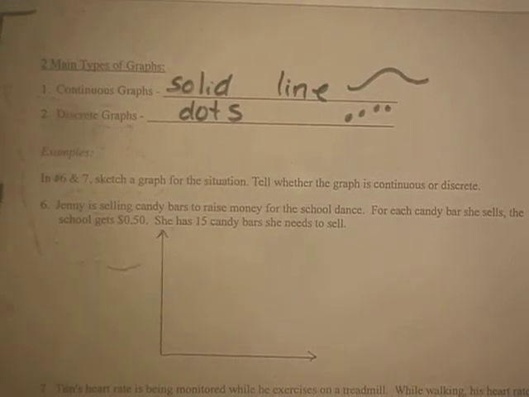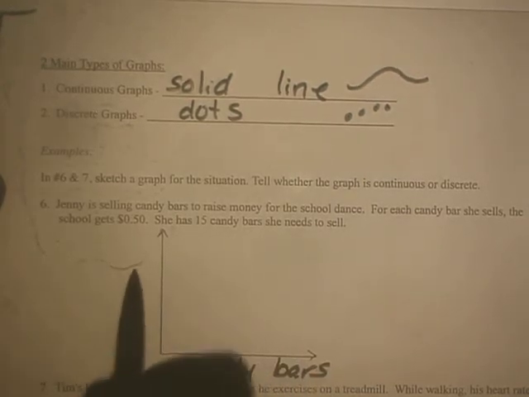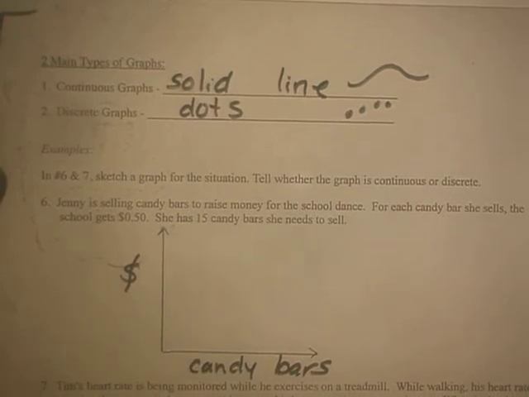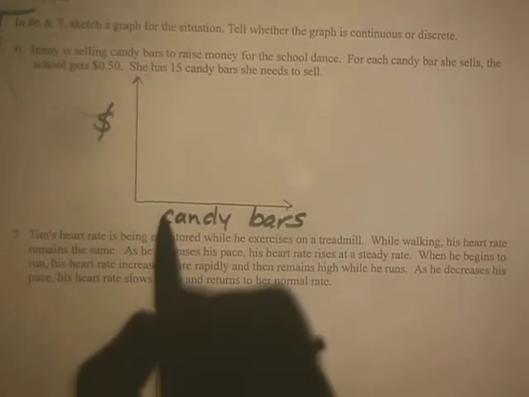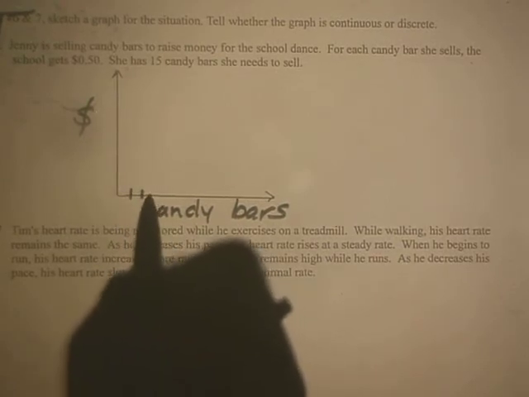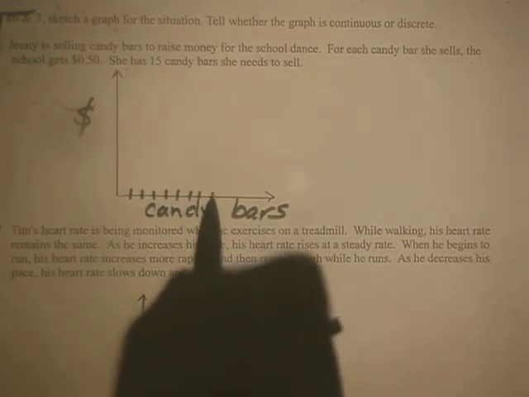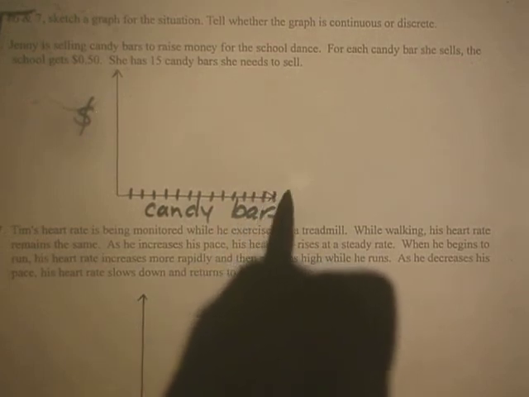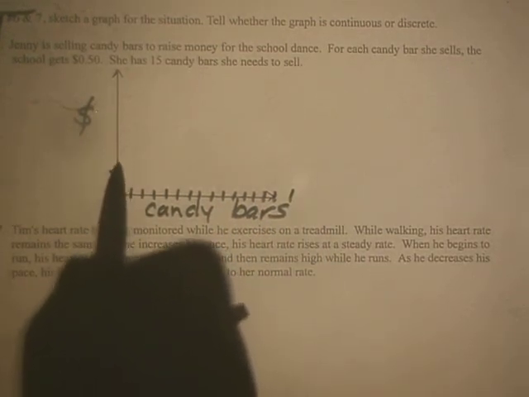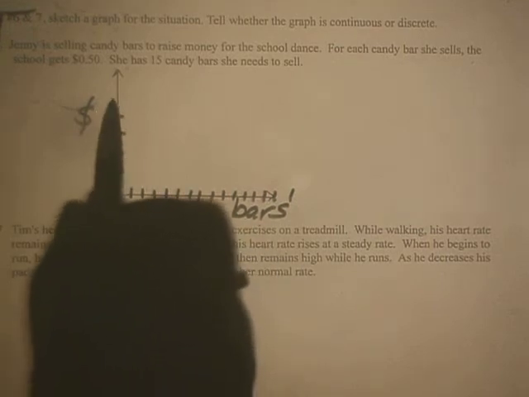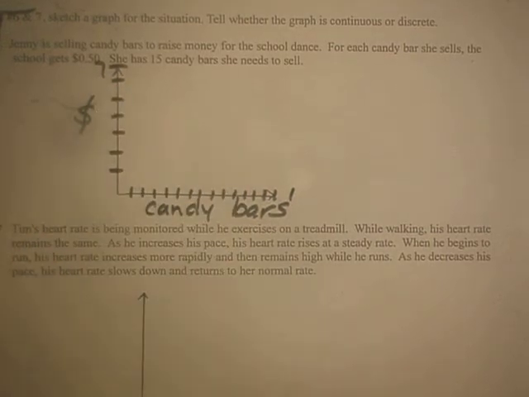Number 6 example says Jenny is selling candy bars to raise money for the school dance. For each candy bar she sells, the school gets 50 cents. She has 15 candy bars to sell. So across the bottom, this is going to say candy bars, and the left-hand side is going to say money. We need to have 15 candy bars across the bottom. And then across the side, I'm going to go up by dollars. I think I made my graph a little bit big.